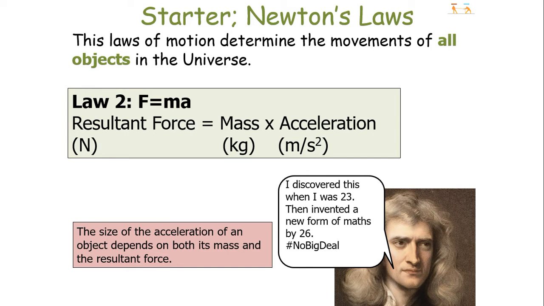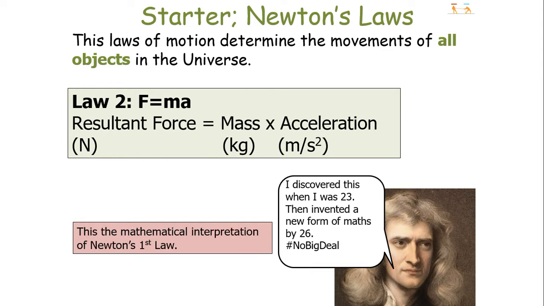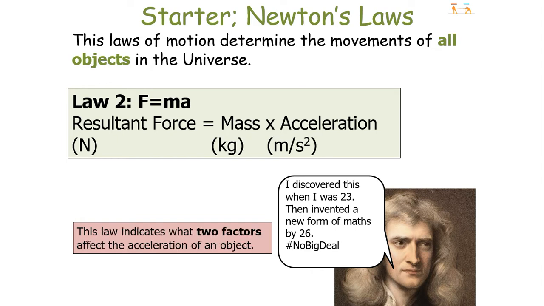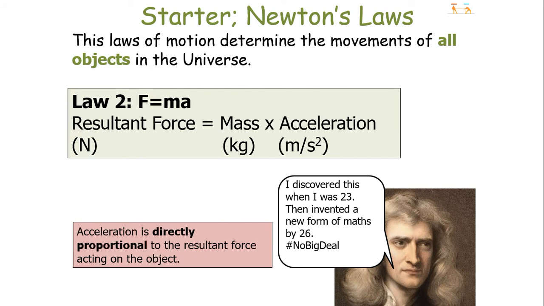Now the second law of motion is that force is equal to mass times acceleration, where our resultant force is in newtons, our mass is in kilograms, and our acceleration is in meters per second squared. The size of the acceleration depends on both the mass of an object and the resultant force on the object, which is basically the mathematical interpretation of the first law of motion. This indicates the two factors that affect acceleration: the resultant force and the mass. Acceleration is directly proportional to resultant force. Double the resultant force, double the acceleration.